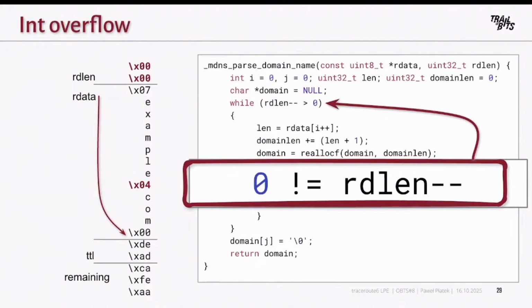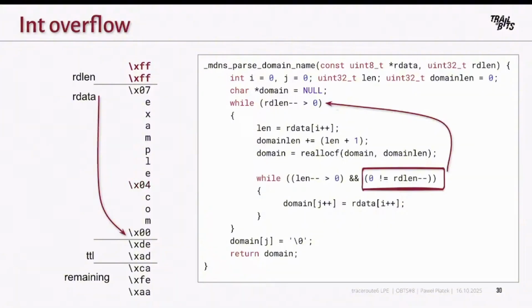And to see the bug, let's assume that RDLAN is 0. So what happens now is that 0 doesn't equal 0 is false. So we break from the inner loop back to the outer loop. However, the decrementation is still executed. So RDLAN will overflow from 0 to uint max, so to a huge number. And with that, the function will keep iterating over time to live, over whatever data we have sent after that.